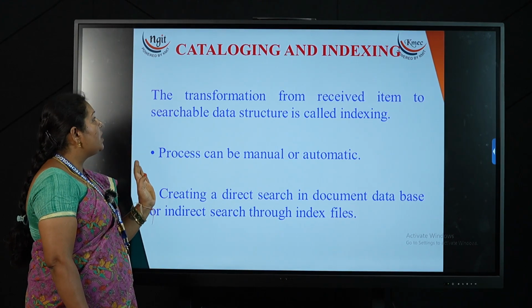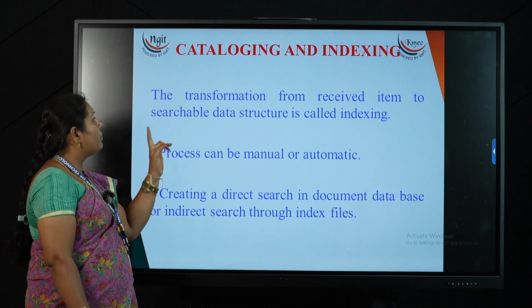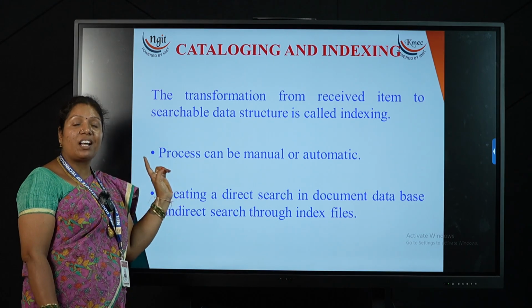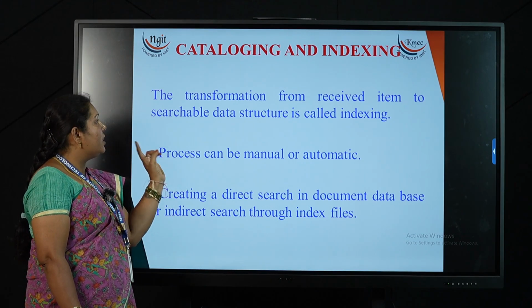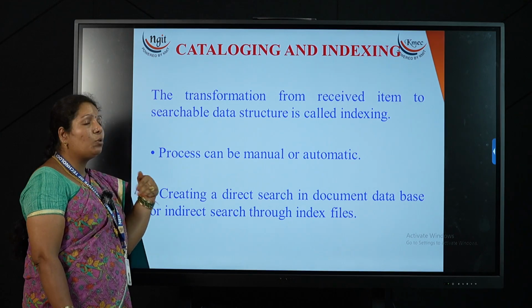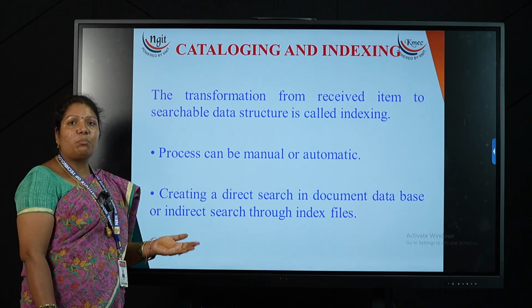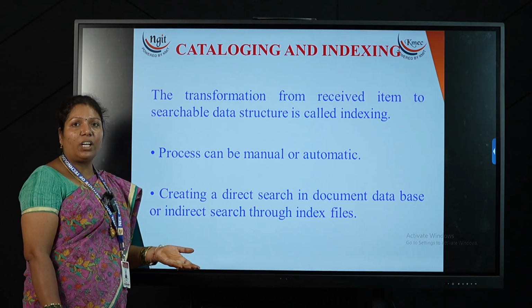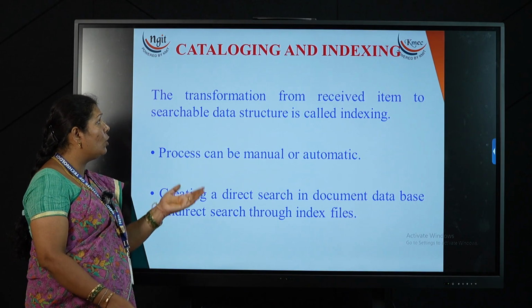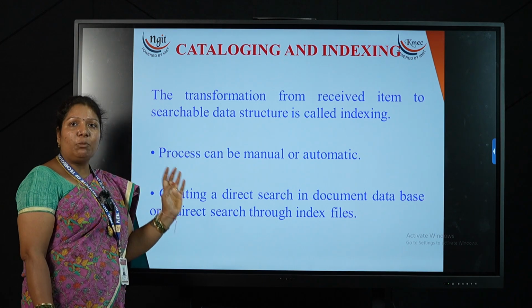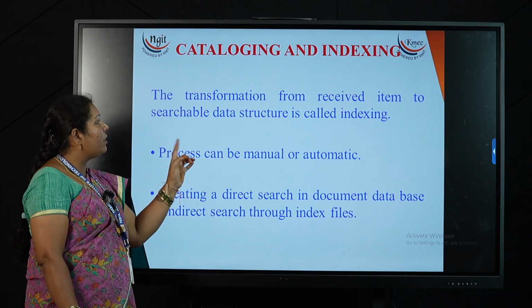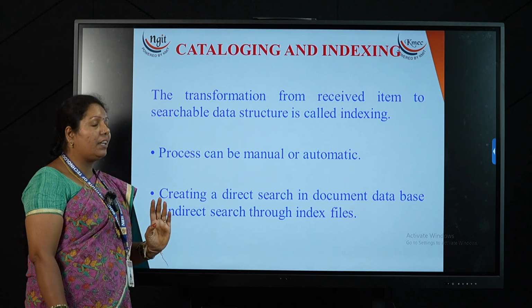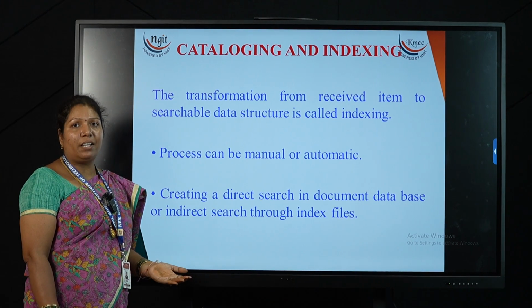So the first point in the catalog and indexing that we have to remember is that we first have to transform the data received from the item into a basic data structure. Suppose our data is multimedia data. Okay, it may be audio, or video, or other images. That has to be converted into a simplified data structure, then it has to be indexed.